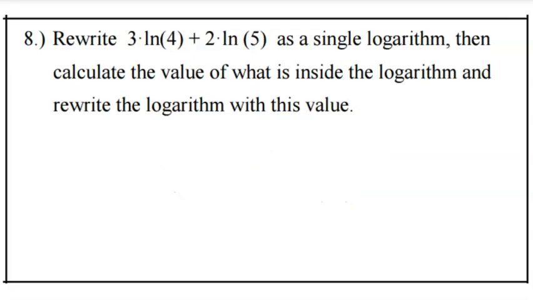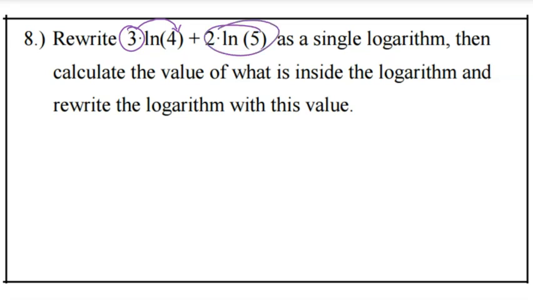All right, so this question says to rewrite this logarithm as a single logarithm. Let's write it as a single logarithm first, and then we'll get to the second part where it says then calculate the value of what's inside. So this says 3 times the natural log of 4 plus 2 times the natural log of 5. Well, the exponent property says that we can take this 3 and move it inside the logarithm as an exponent on 4. So this can be the natural log of 4 to the 3rd power.